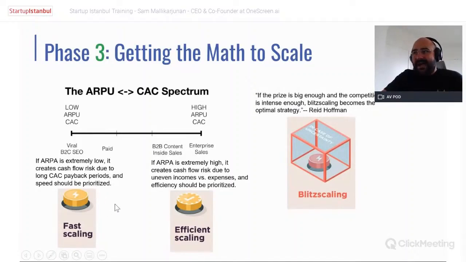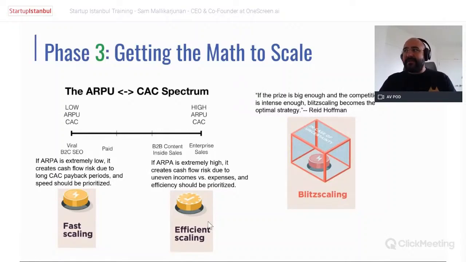If your ARPA is high, your average revenue per account is high, say you're Salesforce or HubSpot or something, the risk is different, right? Because you have these big customers that come in, especially in the beginning phases of a startup, where you might be waiting on a deal that's $100,000, and that creates different risk. And you want to be a lot more efficient, right? You want to make sure that you're not running out of money before those deals hit. Every startup entrepreneur has had to deal with this sort of thing.